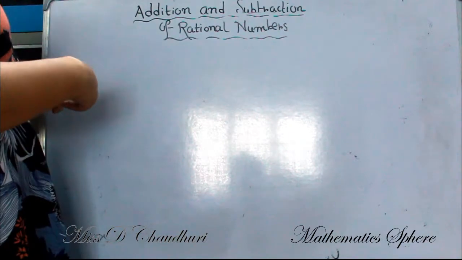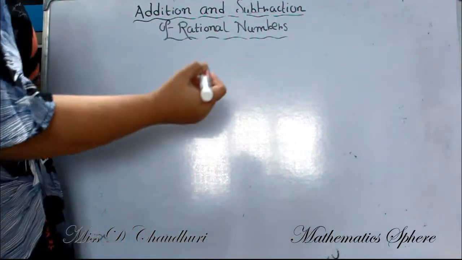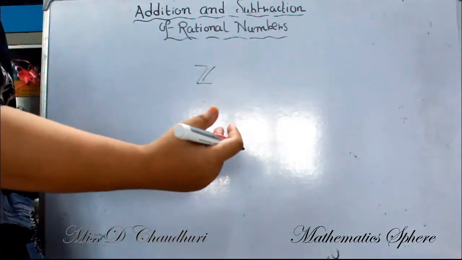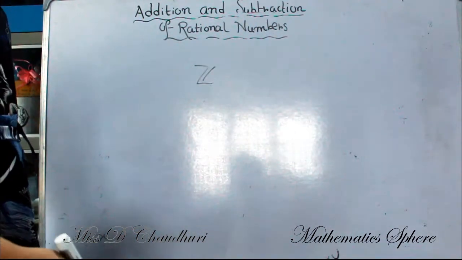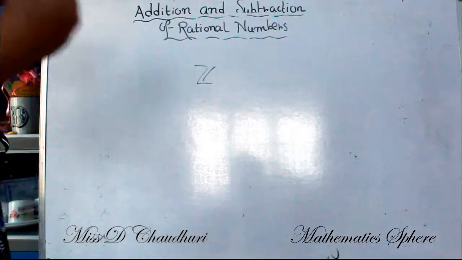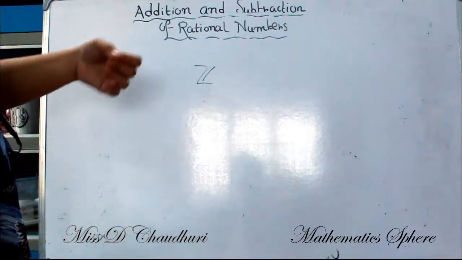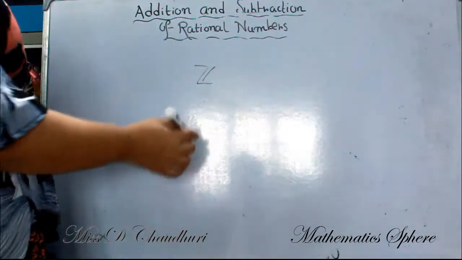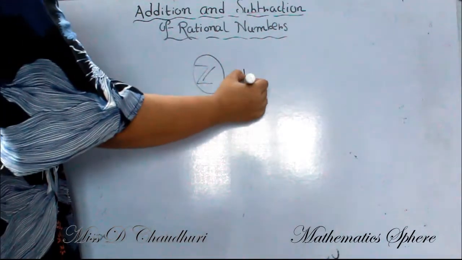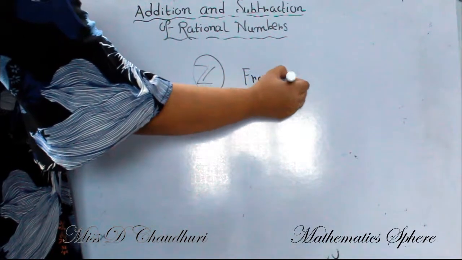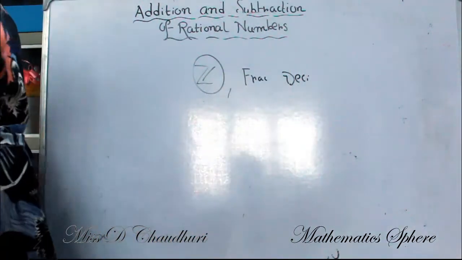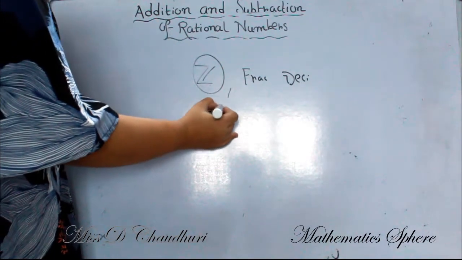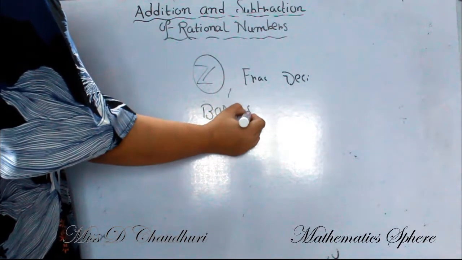Rational numbers are just a combination of integers, fractions and decimals, leaving some exceptions. So when we add two rational numbers or subtract one rational number from the other, we are going to follow all the rules which are followed in integers, fractions and decimals. Each and every rule we are going to follow. And the main thing, the BODMAS rule, is obviously common to every number system.